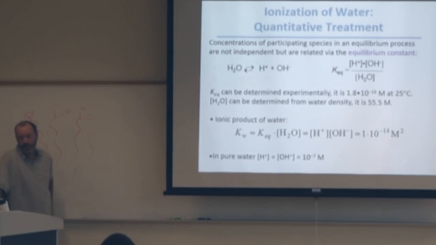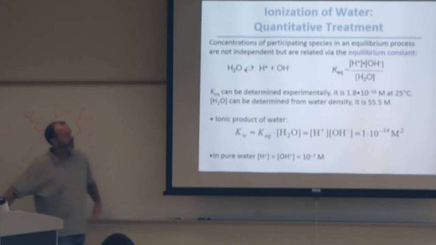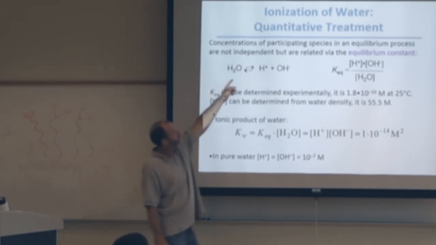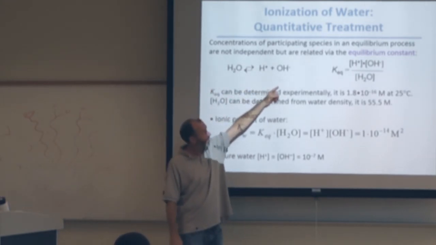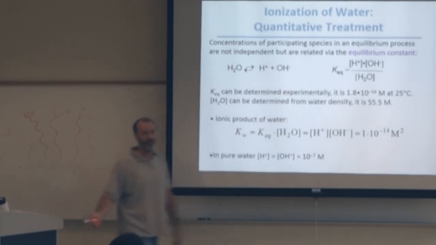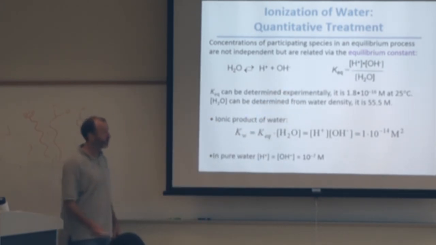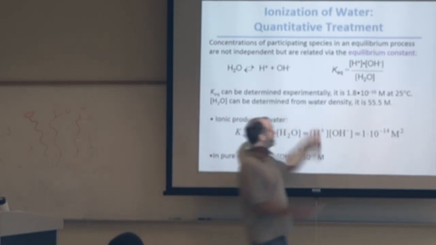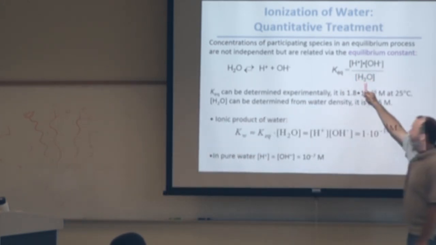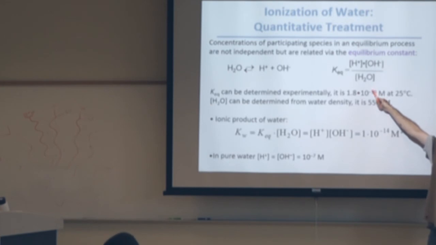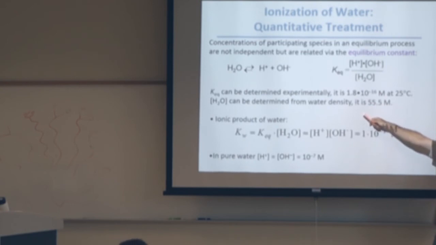And you can quantitate the ionization of water. So water can break down to hydrogen ions and hydroxide ions, and that's going to exist in an equilibrium, right? We write equilibrium constants like this, with the products divided by the reactant in this case. And the Keq can be determined experimentally, and it is 1.8 times 10 to the minus 16 molar at 25 degrees, and can be determined from the water density.